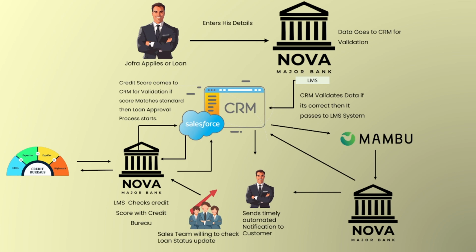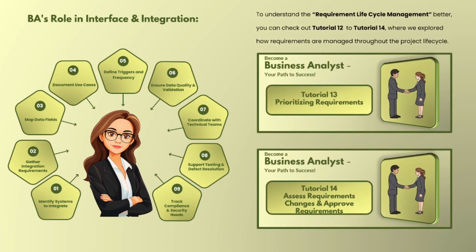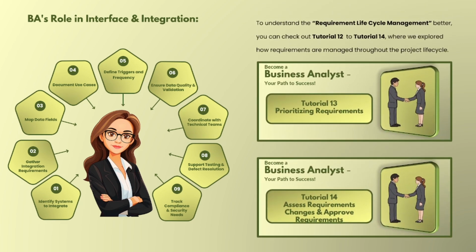Now comes the BA's role, meaning why we are learning this. This is also an important question, so let's check the BA's role in interface and integration. Let me break down what a business analyst actually does when it comes to system interface and integration. Don't worry, I'll keep it simple and real so that you get a good and clearer idea. We'll start with point number one. First, we identify what systems need to talk to each other. For example, if we have a loan management system and a CRM like Salesforce, we need to know whether these two systems should exchange customer data.